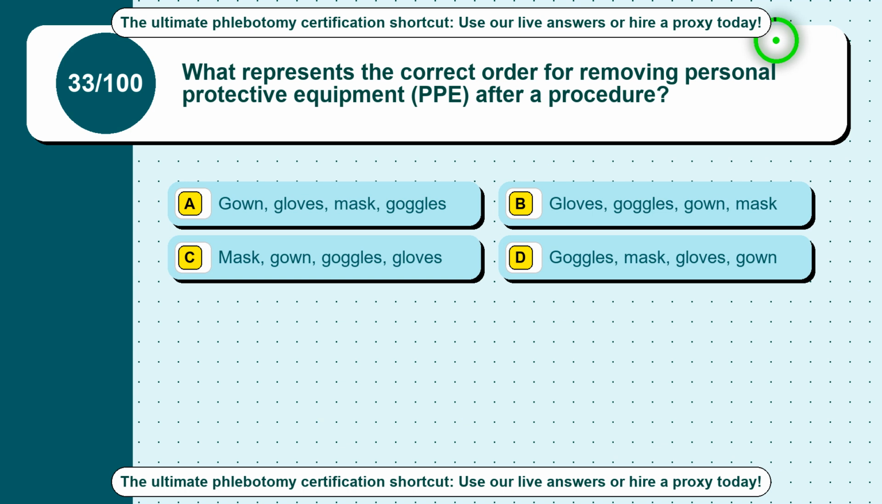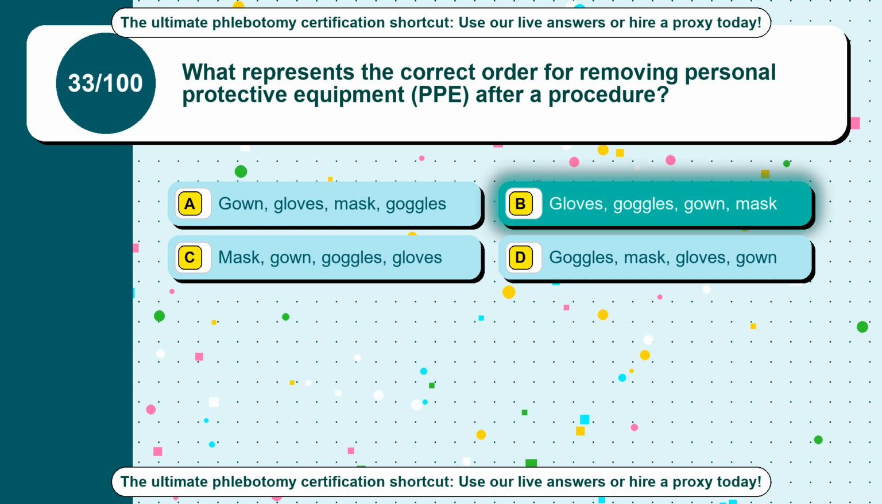Question 33. What represents the correct order for removing personal protective equipment, PPE, after a procedure? Option A, gown, gloves, mask, goggles. Option B, gloves, goggles, gown, mask. Option C, mask, gown, goggles, gloves. Option D, goggles, mask, gloves, gown. The correct answer is option B, gloves, goggles, gown, mask.